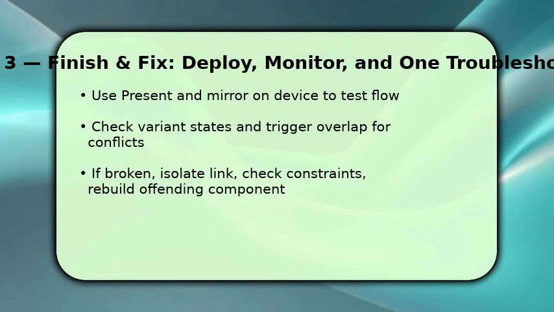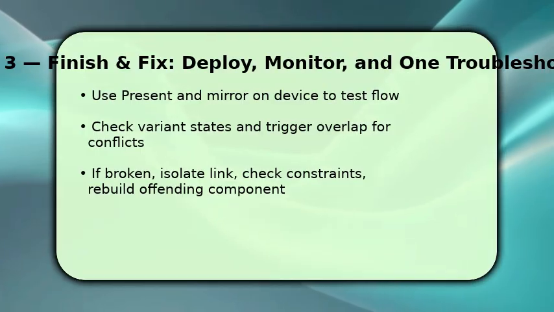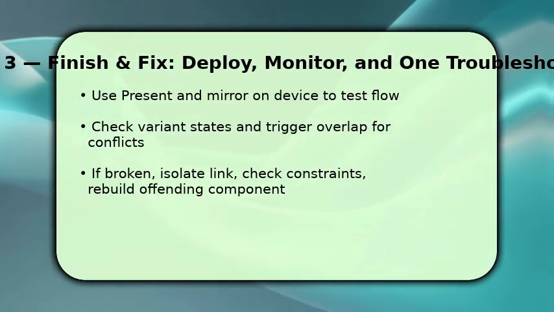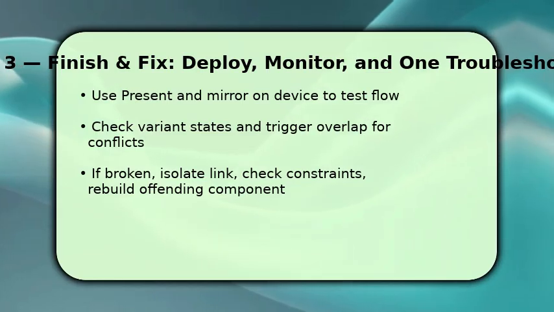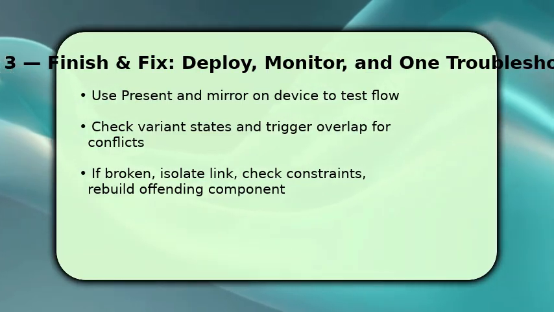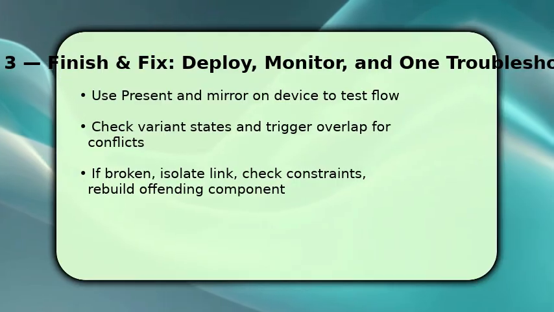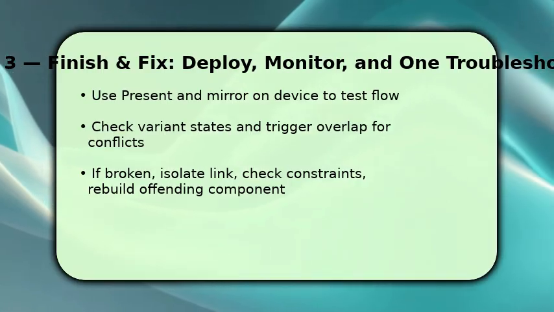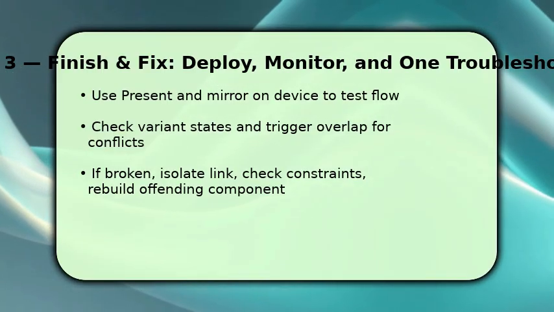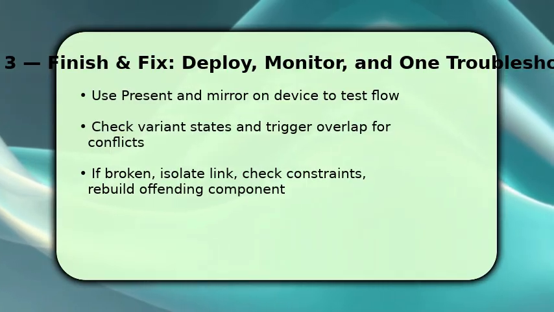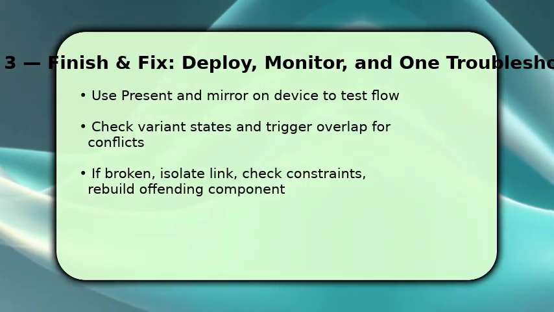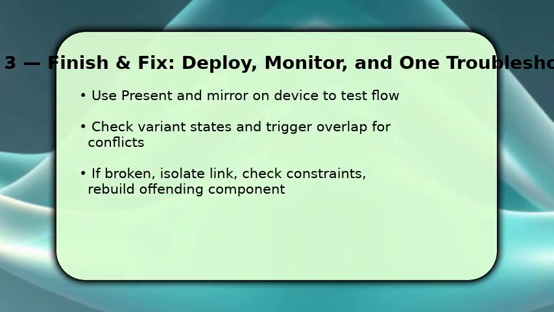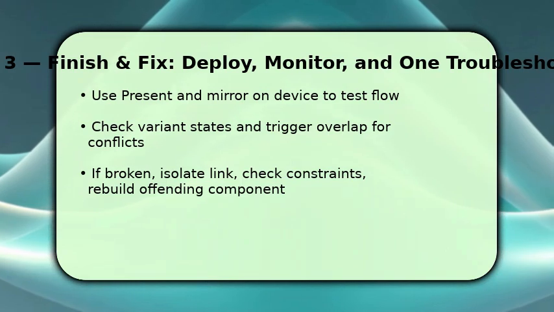Finish by thoroughly testing your prototype. Enter present mode and mirror to a device to verify touch and responsiveness. Walk each path, look for missing transitions, wrong targets, or timing that feels off. If something breaks, isolate the problematic link and inspect the source component's variants and constraints. Often an incorrect variant or overlapping trigger causes failures. Rebuild the offending component or reassign the action, then retest. Iterative fixes are faster than guessing, so confirm every major path before sharing.